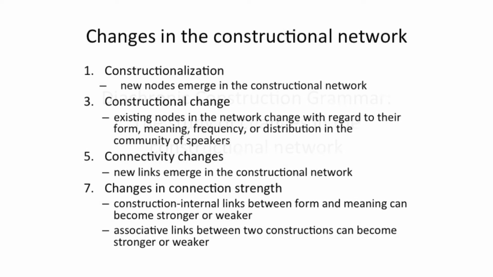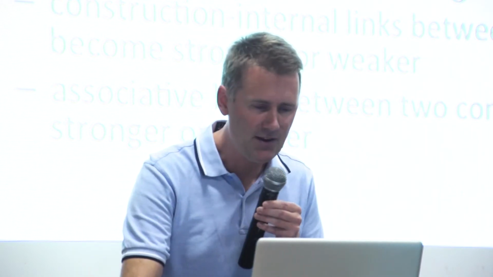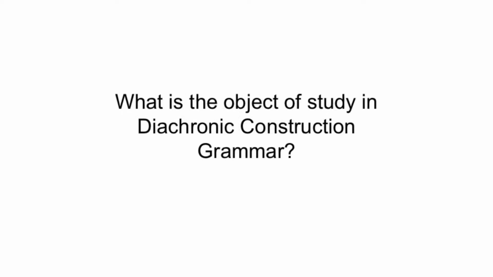All right, this just as a very, very brief tour of diachronic construction grammar. Changes in the constructional network that include, but are not restricted to, constructionalization, constructional change, connectivity changes, and changes in connection strength. All right, this was really just meant as a very brief primer. Now, what about those open questions? Right, the question I want to start with, seemingly innocent, is this one. What is the object of study in diachronic construction grammar?